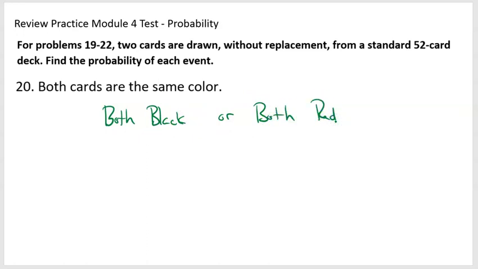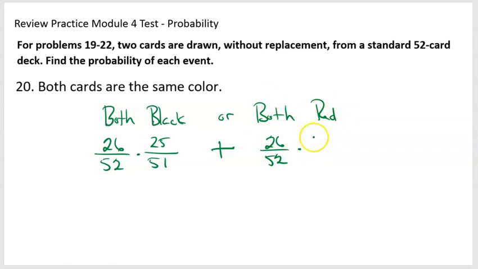So let's calculate them both being black. If they're both black, it means the first one's black, which is 26 cards out of 52 cards. And the second one's black, but we don't have 52 cards to choose from anymore. There's only 51, and we don't have 26 black cards to choose from. There's 25. Or means add, right, y'all? Both are red. We did that already, but we could do it again. When you choose the first red card, it's going to be 26 out of 52 times the second red card. There's only 25 left out of the 51.